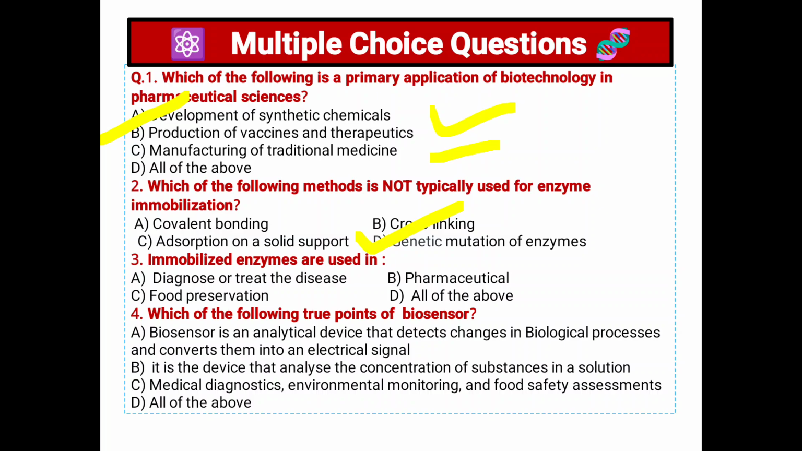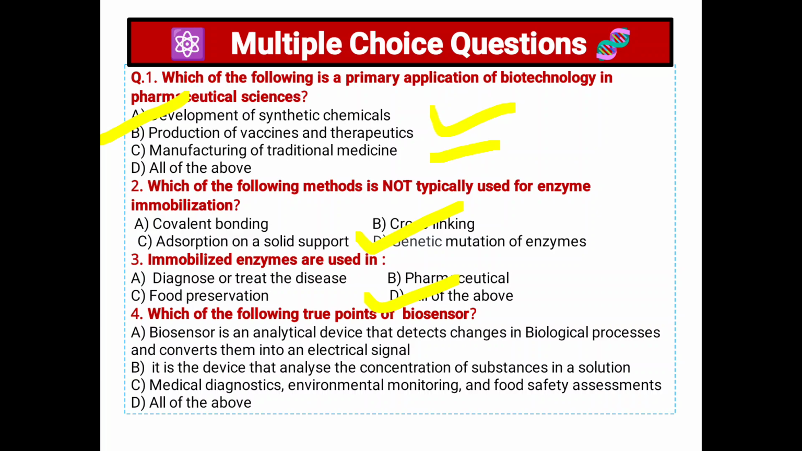Next, immobilized enzymes are used in: option A, diagnosis or treating disease; option B, pharmaceutical; option C, food preservation; and option D, all of the above. Immobilized enzymes are used in diagnosis, treating disease, pharmaceuticals, and food preservation. The correct answer is all of the above.